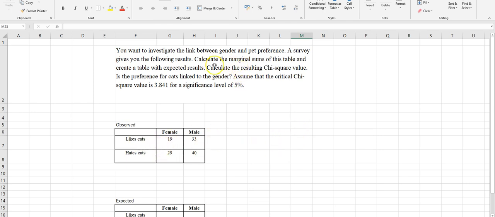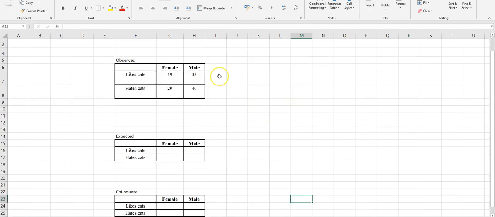And what we are required to do is we need to calculate the marginal sums of the table. We need to create a table with expected results, and from that calculate a chi-square value, and then make a decision whether there is a gender preference. So the first part is fairly straightforward.